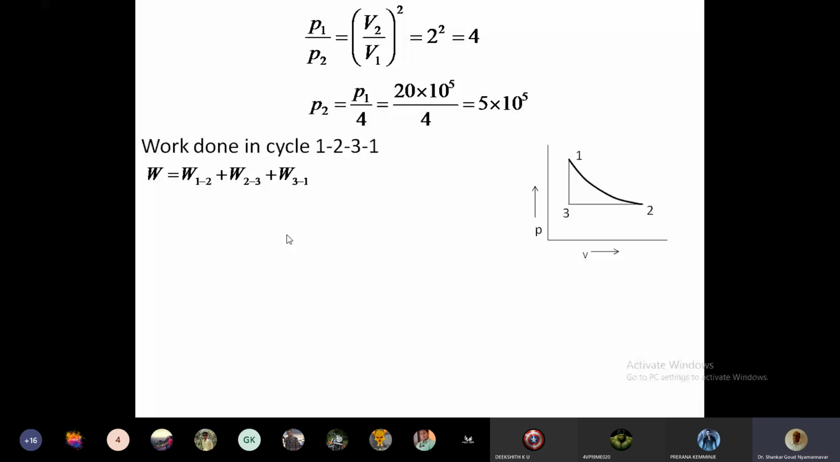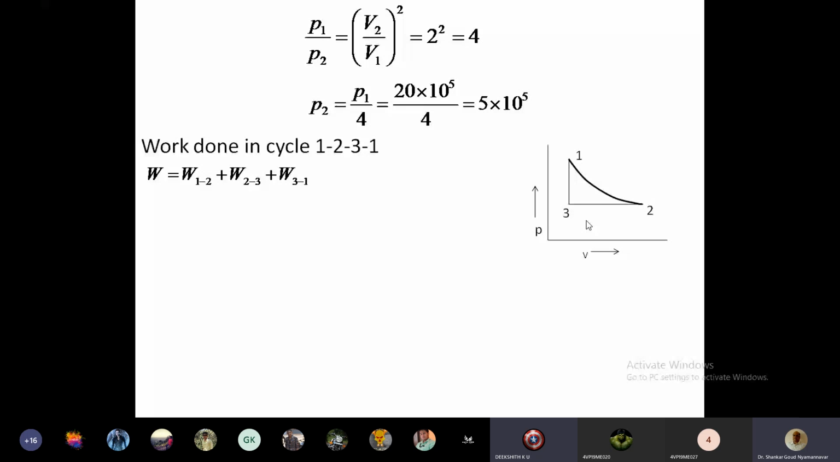Can anybody tell me the work done in process 3 to 1? 1 into 10 to the power of 5. Process 3 to 1, what kind of process is it? How do you define it? 1 to 2 is a polytropic process. 2 to 3 is a constant pressure process. What is 3 to 1? Constant volume. So in a constant volume process, what is the work done? 0, right? Obviously, no work is done.